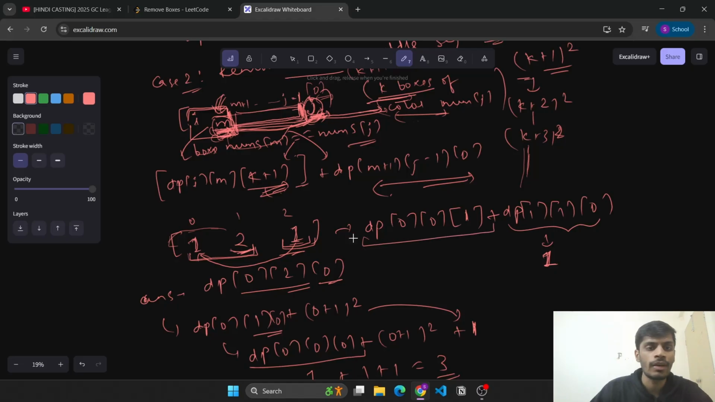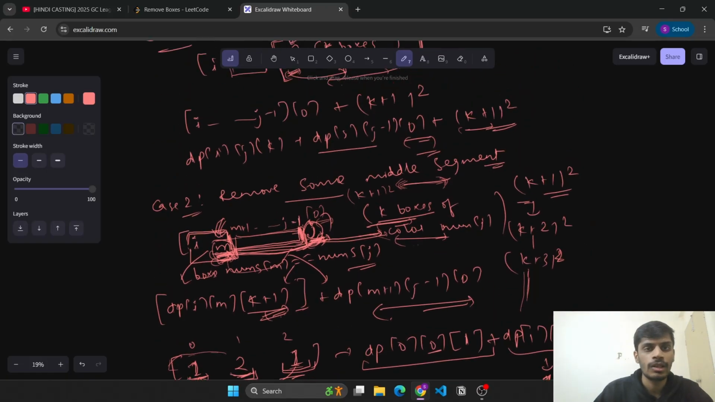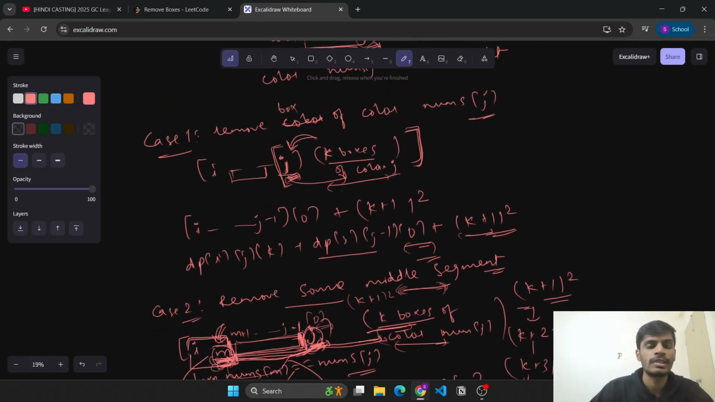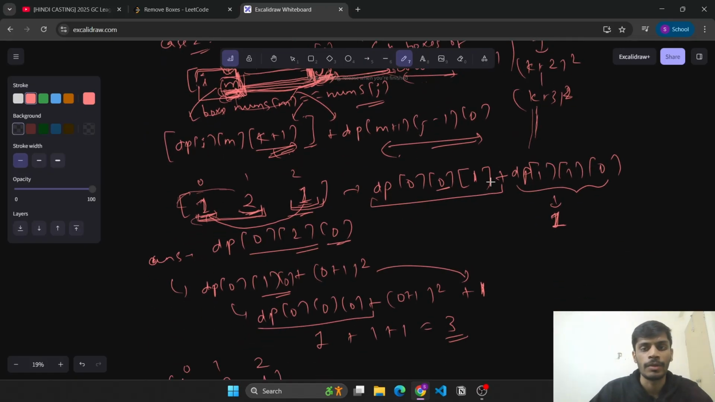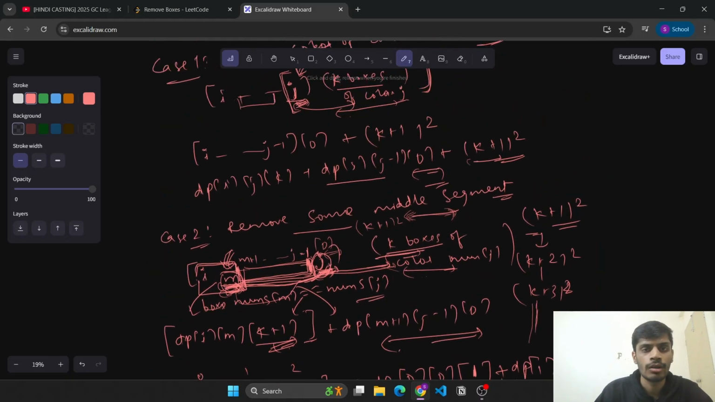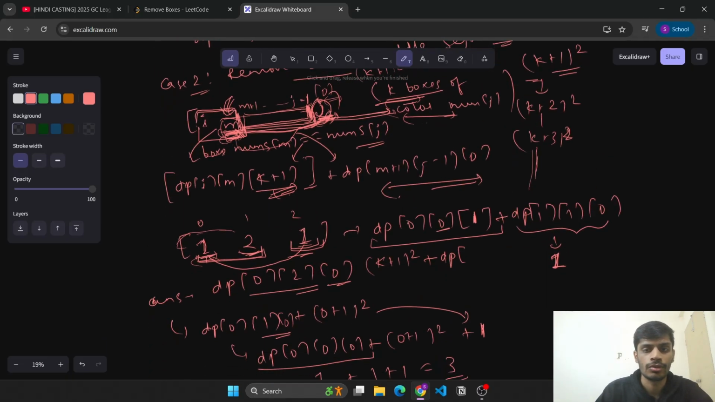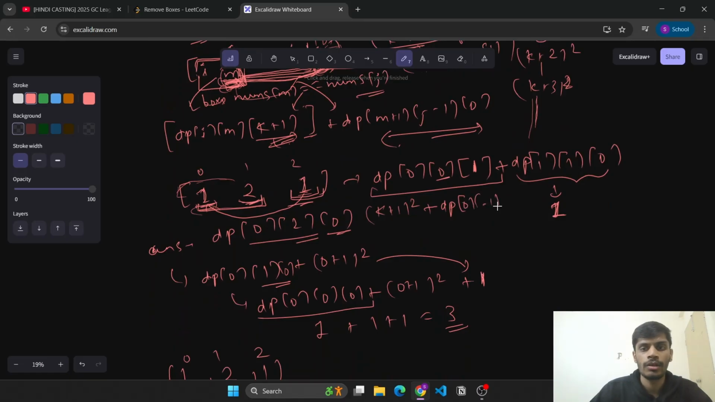And for this, what do we have? We have 1 only. And since we know nums of j is the same, this will be the first case. If we remove this nums of j, then we'll have k plus 1 elements, which means 1 element is already on the right. So it will be k plus 1 whole square plus dp of i comma j minus 1, 0. So it will be 0 comma minus 1 and 0. Since we will be calling it in a recursive function, as soon as l becomes greater than r, we'll simply return 0.